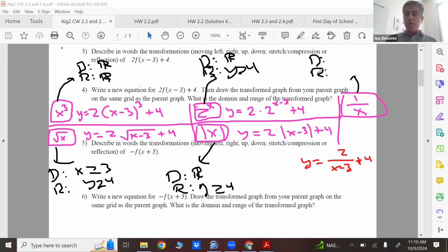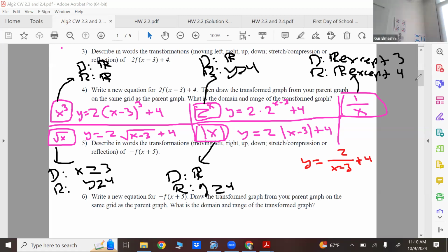And lastly, for this one, what's going to happen is that we shifted 3 right. So it's all real except 3, because you can't plug in 3 into the bottom. And the range is all real except 4. That's because y can't be 4, because what we've done now is we've shifted the output as well, right?